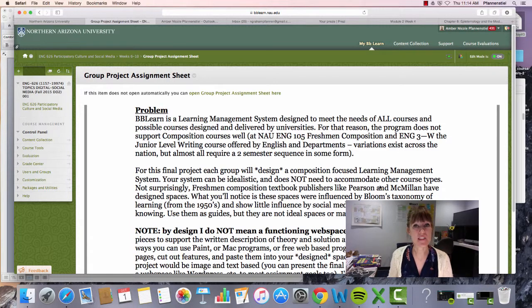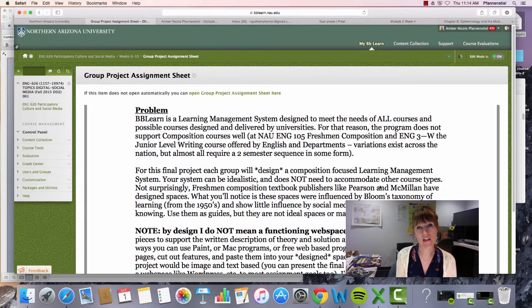So what I want you to do instead, or what problem I want you to address, is can you design a composition-focused learning management system to meet the needs of composition-focused courses as opposed to all courses? Now, this is the tricky part.